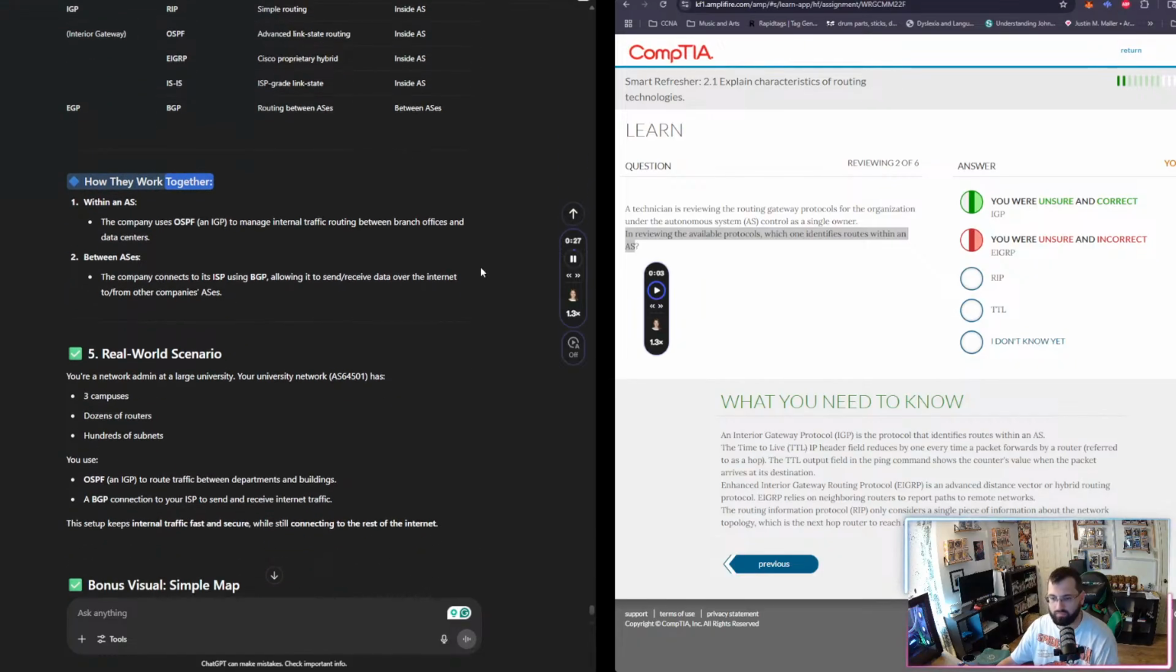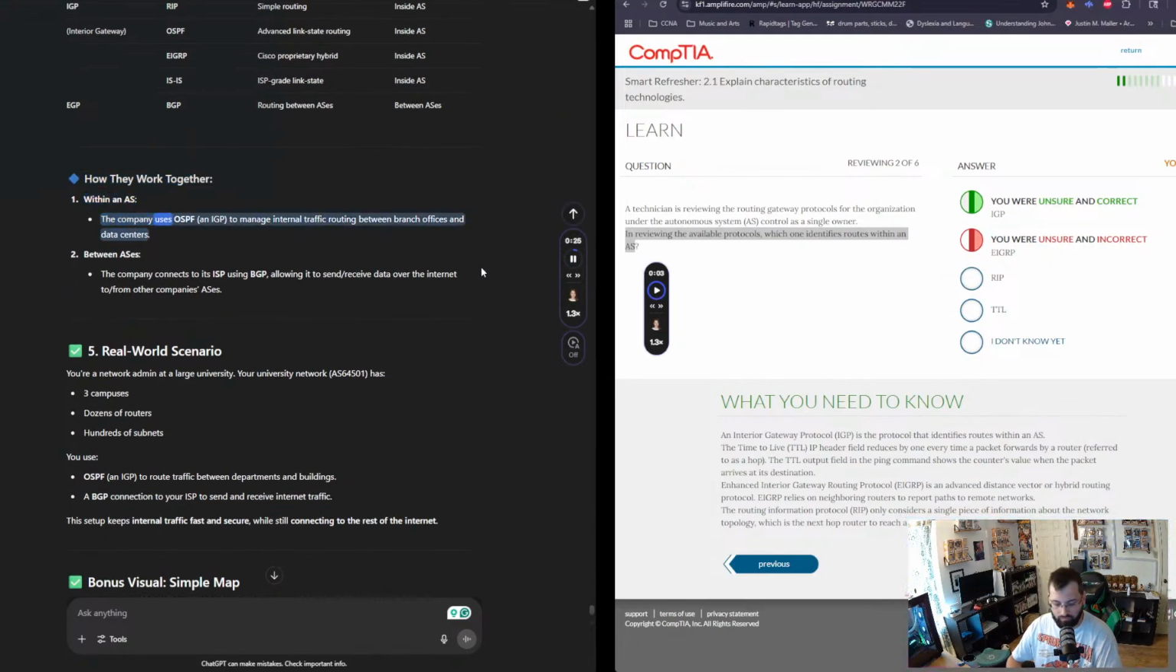How they work together. Within an AS, the company uses OSPF and IGP to manage internal traffic routing between branch offices and data centers. Between ASes, the company connects to its ISP using BGP, allowing it to send and receive data over the internet to and from other companies' ASes. 5. Real-world scenario. You're a network admin at a large university. Your university network has AS 64501, has 3 campuses, dozens of routers, hundreds of subnets. You use OSPF and IGP to route traffic between departments and buildings. A BGP connection to your ISP to send and receive internet traffic.